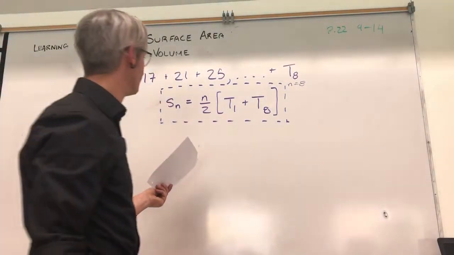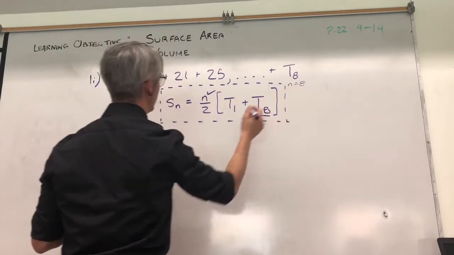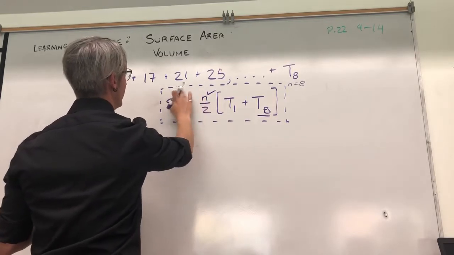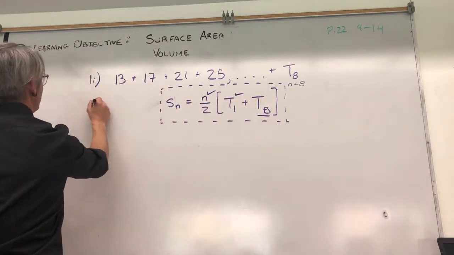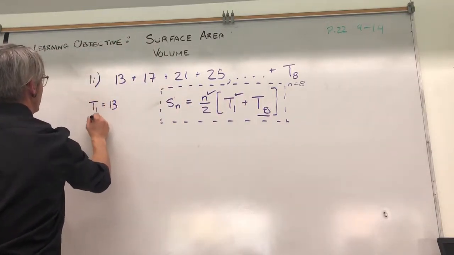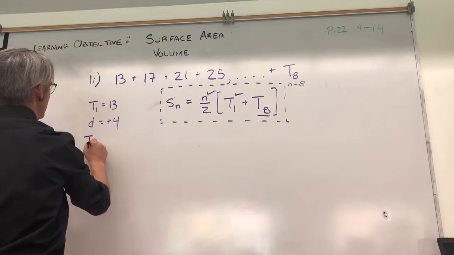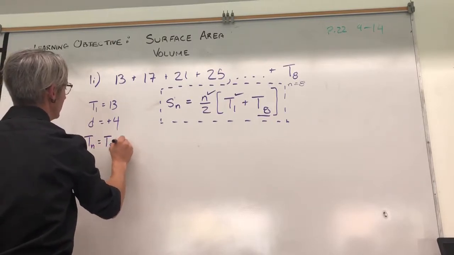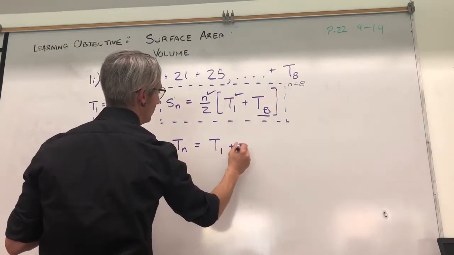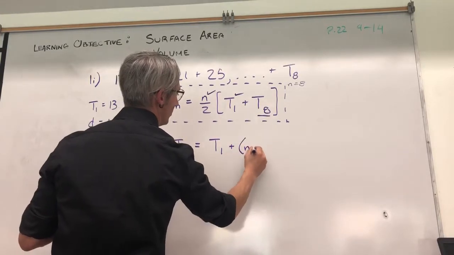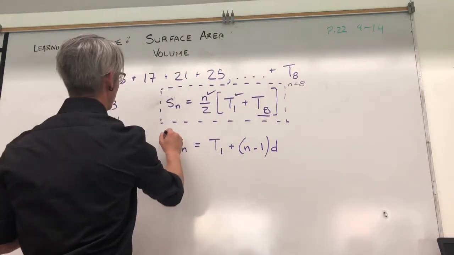That is my equation. So I know n is 8. I don't know Sn, sorry. And I know T1, but I don't know T8. So I know T1 is 13. D, I know we're going up by plus 4 every time. And Tn or T8, I don't know. So I have to use my formula for Tn, which is T1 plus n minus 1 times D. Okay, we're cool.